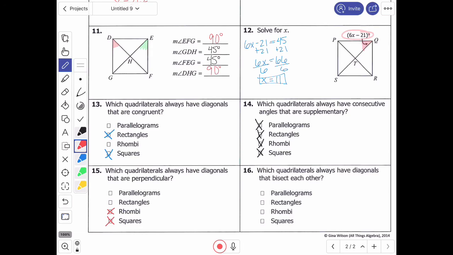And then in 16, which quadrilaterals always have diagonals that bisect each other? Again, this was one of those rules that we talked about in the very beginning, and rectangles, rhombi, and squares all have these same properties of a parallelogram, so this should be true for all four of these types of quadrilaterals.